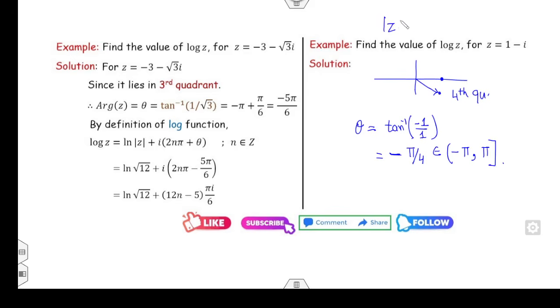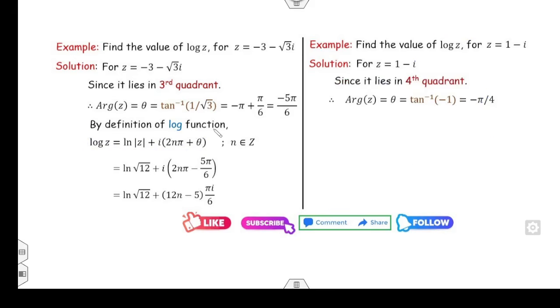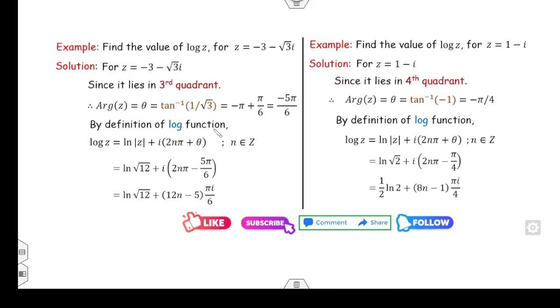Fine. Can you find the modulus value? Modulus value is 1 plus 1, that is root of 2. I can substitute both the values in the required expression of the log of z. Then you will get the right answer of the problem.